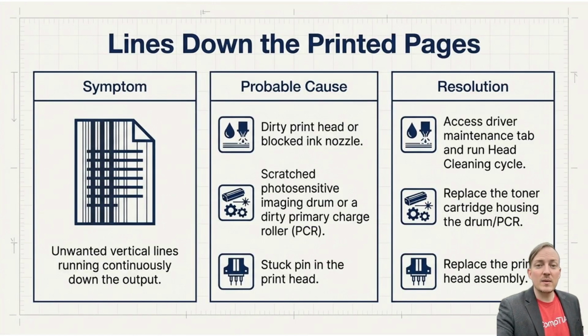Next up, lines down the printed pages. If you see unwanted vertical lines running continuously down the output, the cause depends on the printer type. In an inkjet, it's a dirty printhead or a blocked ink nozzle. Fix this by accessing the driver maintenance tab and running the head cleaning cycle. For a laser printer, it's usually a scratched photosensitive imaging drum or a dirty primary charge roller. You'll need to replace the toner cartridge housing the drum. In an impact printer, a stuck pin in the print head causes the line, requiring a print head assembly replacement.